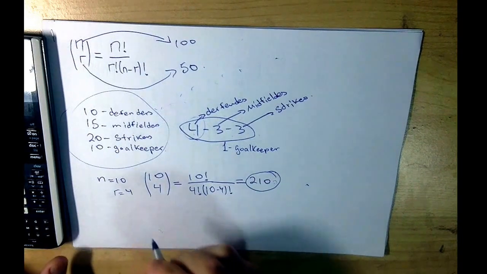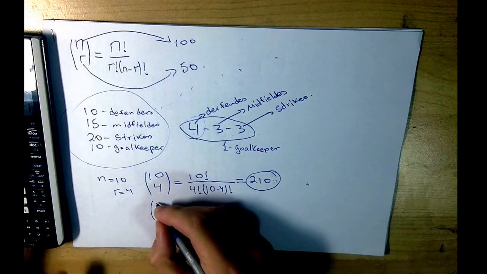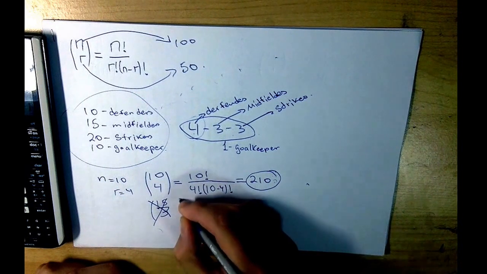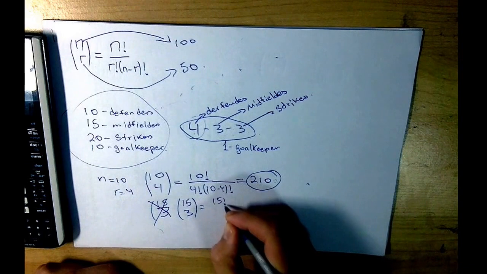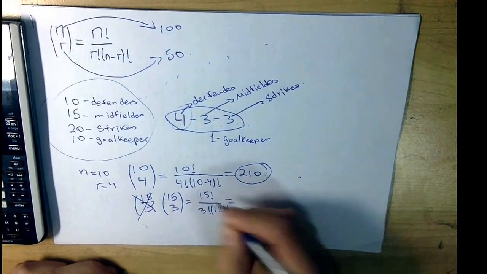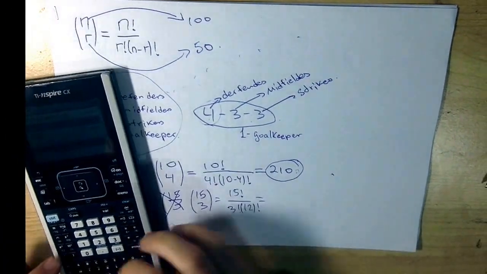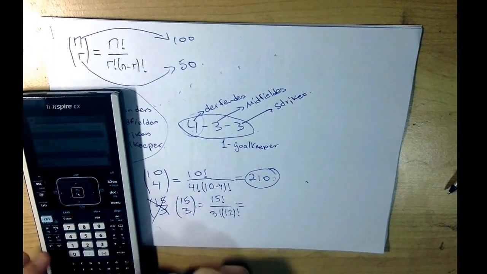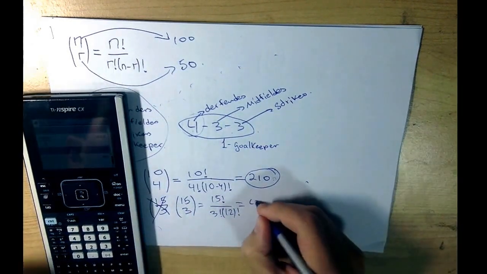How many ways are there to choose 3 out of 15? Okay, 15 and 3. So 15 factorial divided by 3 factorial times 12 factorial, 12 because 15 minus 3 is 12. Okay, 3 out of 15, sorry. So 455 ways.